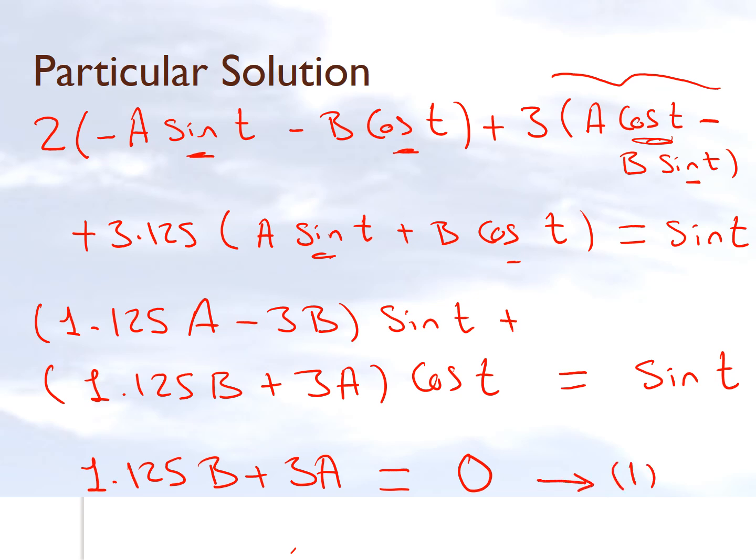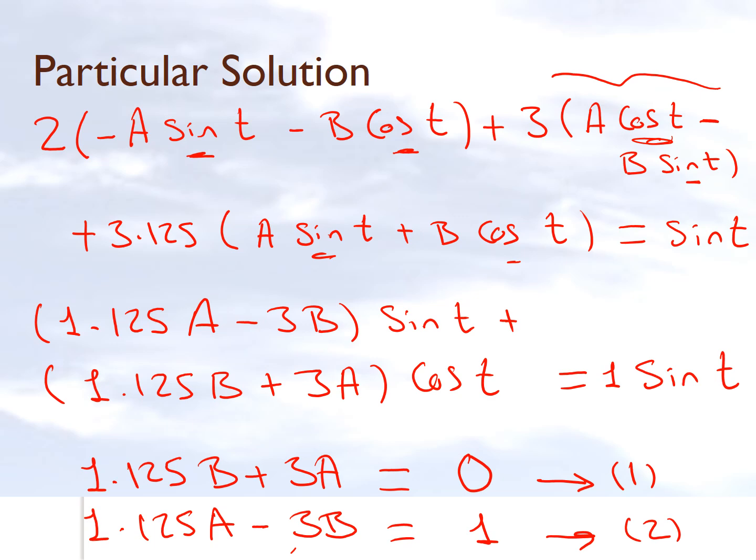The second equation that we have is that we compare the coefficient of the sine. So on the right hand side the coefficient of sine is 1, and on the left hand side this is the coefficient of the sine. For equality to hold, we need this boxed expression to equal 1. So this gives us 1.125a minus 3b has to equal 1. And this is the second equation in the two unknowns a and b. So now we have two equations in two unknowns. We can solve simultaneously for a and b.